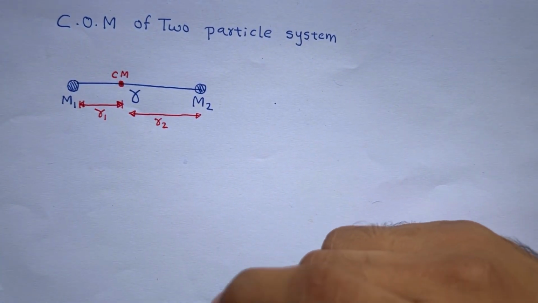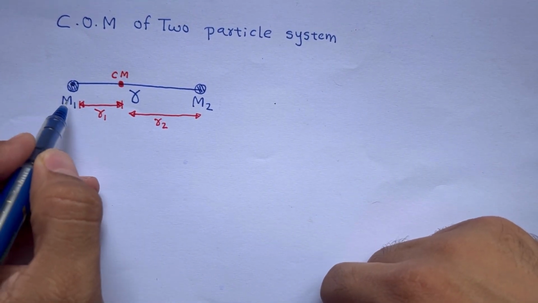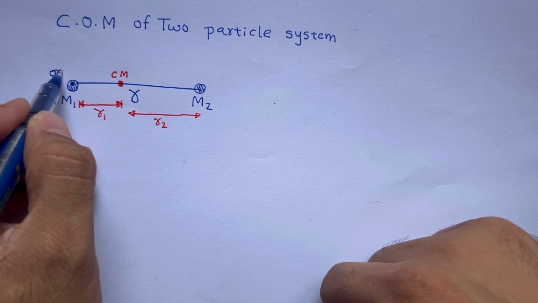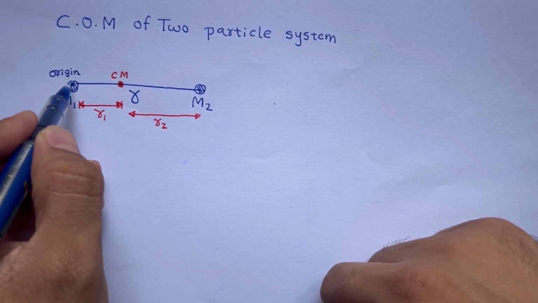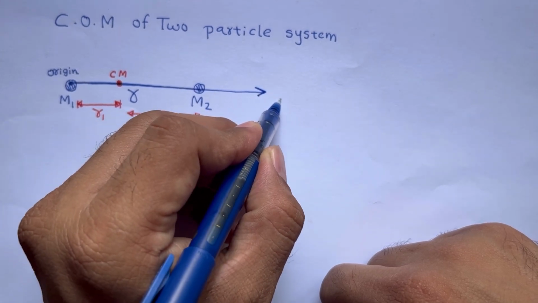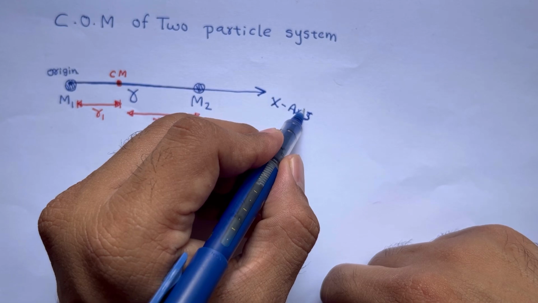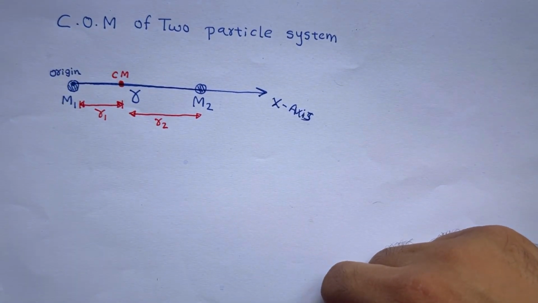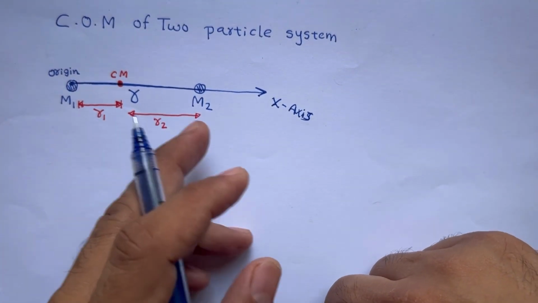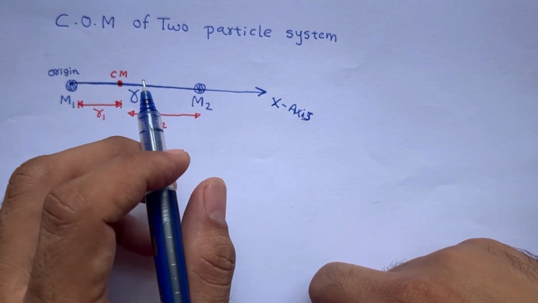Now for this, one simple method is there. What do you do? See, you imagine that M1 is placed at the origin. Suppose M1 is at origin, and this way I draw the x-axis. No need to draw the y or z axis. Only the x-axis would be sufficient to draw here. So suppose M1 is at origin, and this way I draw the x-axis.